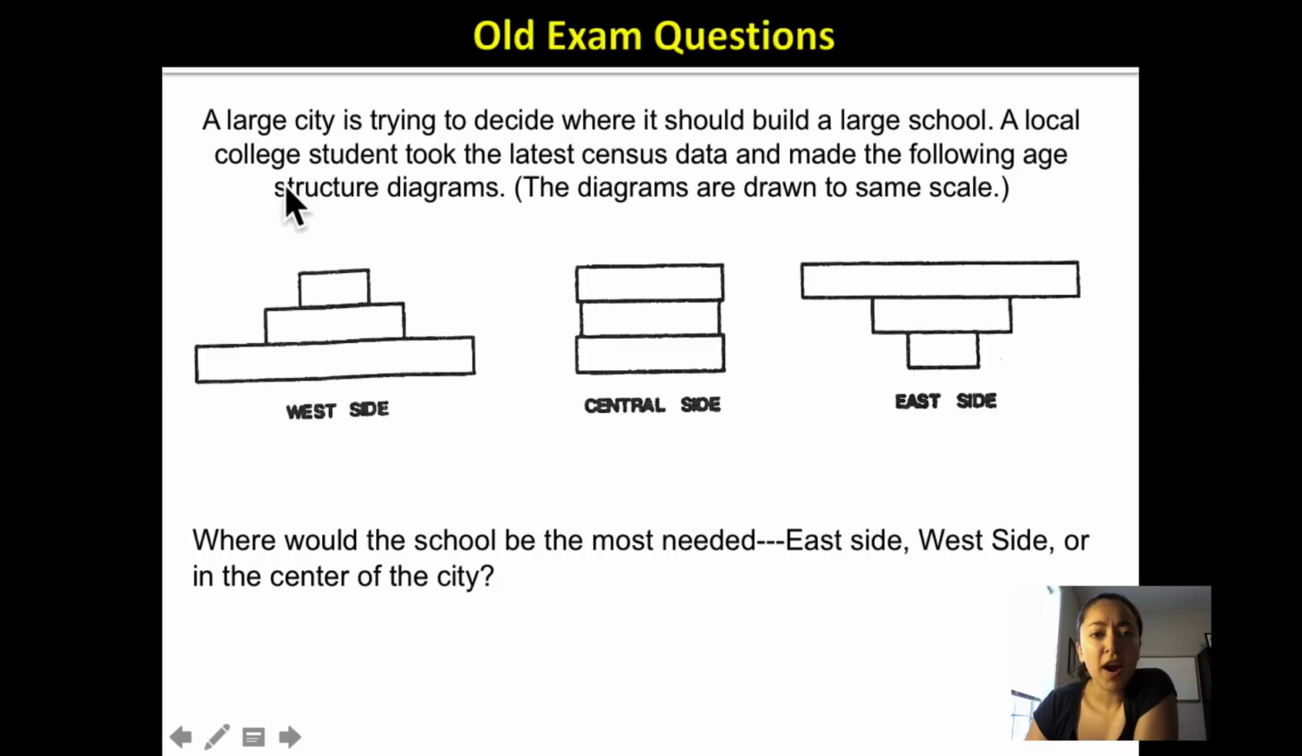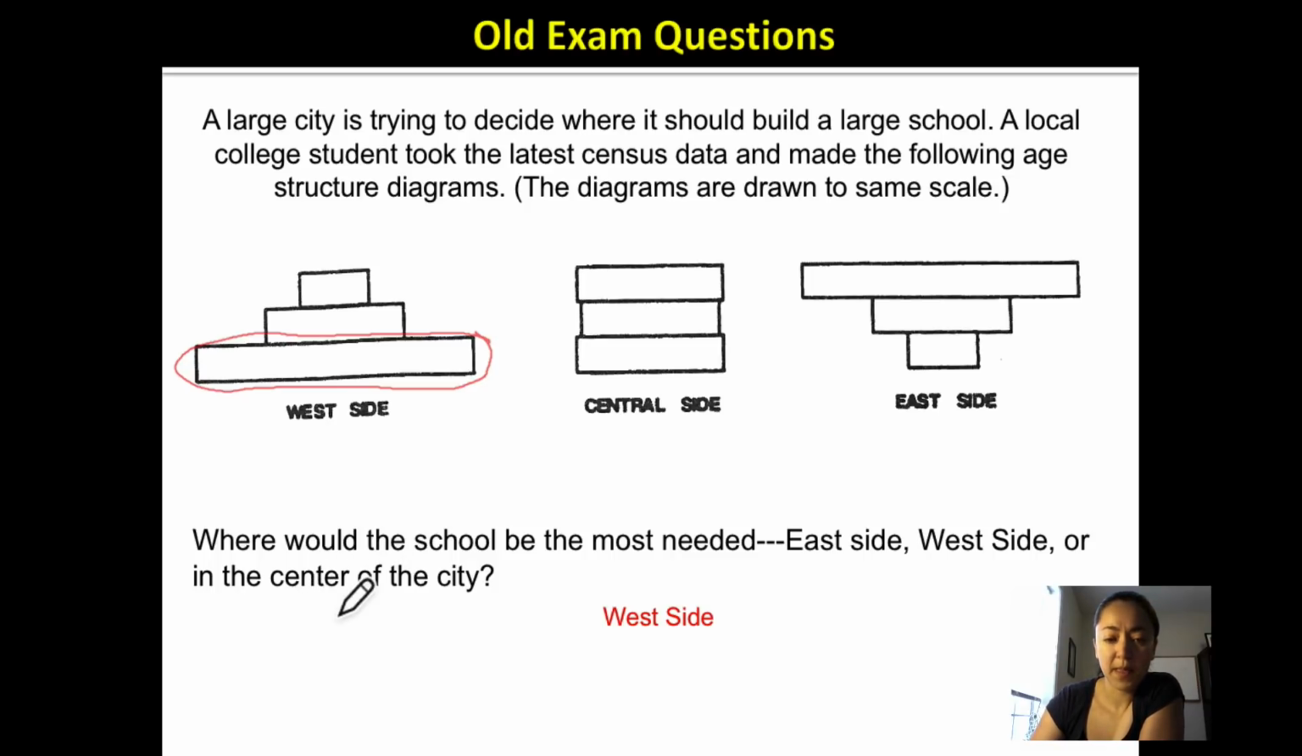A large city is trying to decide where it should build a large school. A local college student took the latest census data and made the following age structure diagrams. Where would the school be the most needed? The east side, west side, or in the center of the city? Well, which one do you think? The west side is the correct answer. Notice that there's a lot of young individuals here in the west side, so there's going to be a lot of students that are eventually going to be needing to go to school, so that would be the best place.